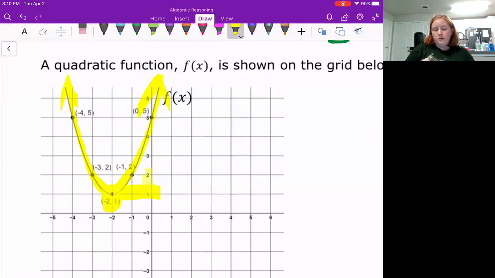So from 1, I use all of those numbers that are greater than 1 because it continues to go up. Again, when I get ready to write my interval and my inequality, that lowest point, that cutoff point, is very important.